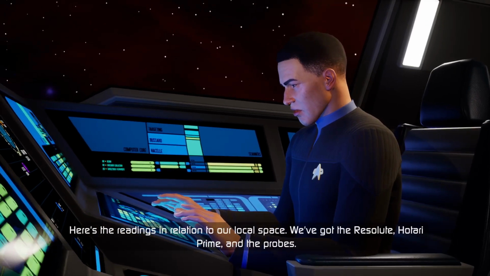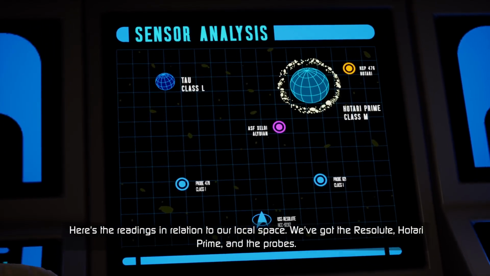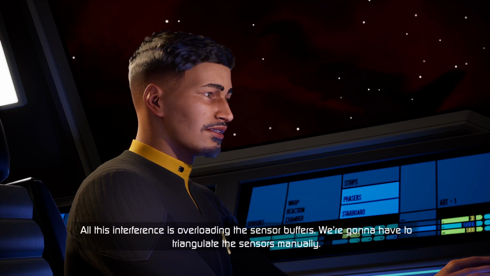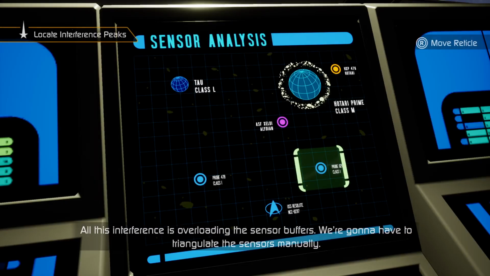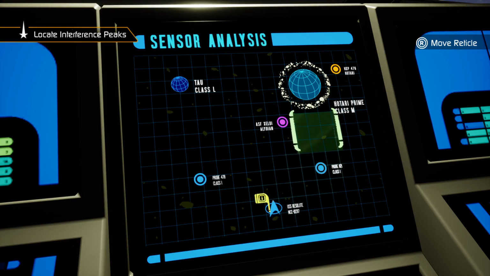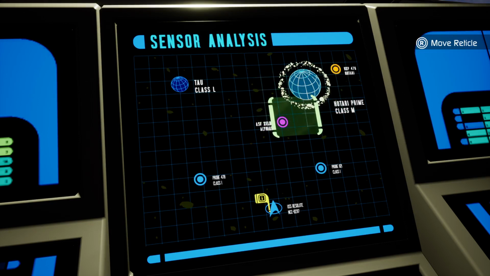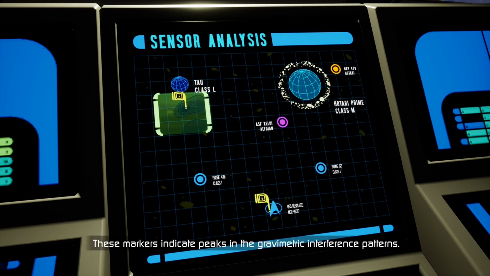Here's the readings in relation to our local space. We've got the Resolute, Atari Prime, and the probes. This interference is overloading the sensor buffers. We're going to have to triangulate the sensors manually. We got something. These markers indicate peaks in the gravimetric interference patterns. See if I can find some more.